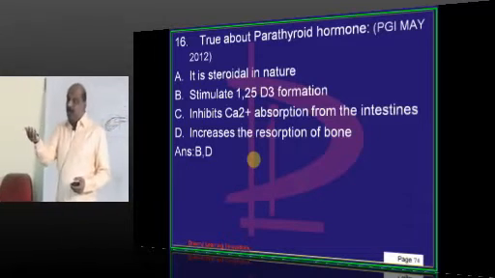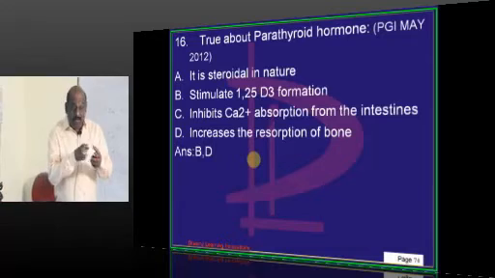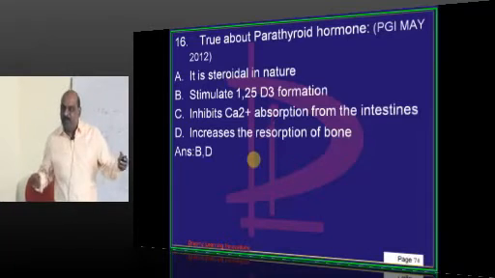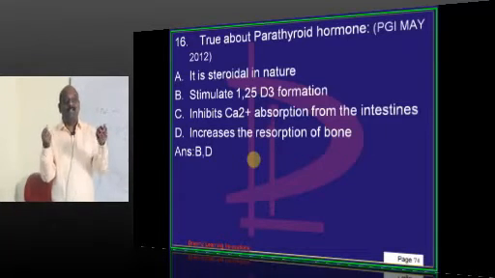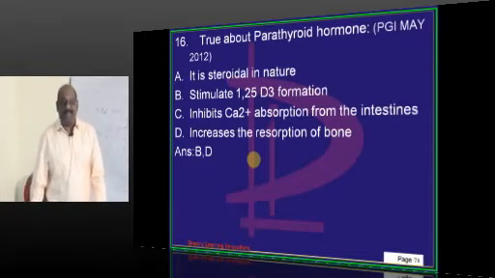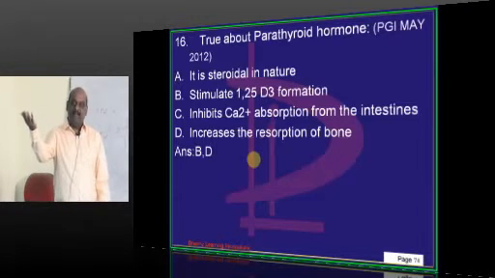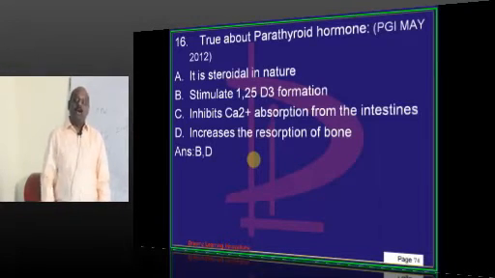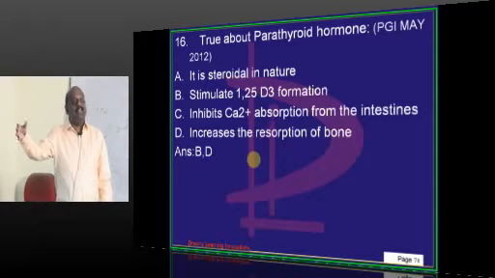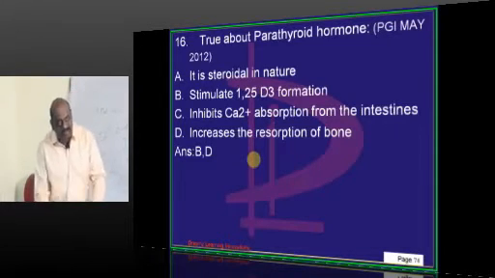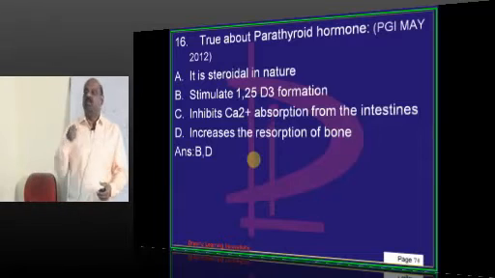If parathyroid is excessive, it leads to resorption of the calcium from the bone and the bone becomes fibrous and cystic. That's the reason whenever excessive parathyroid is there, what is that entity called? Osteitis fibrosa cystica is the name given, because it will resorb all the matrix from the bone.